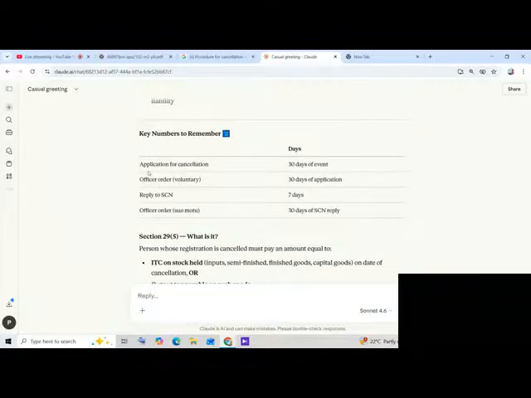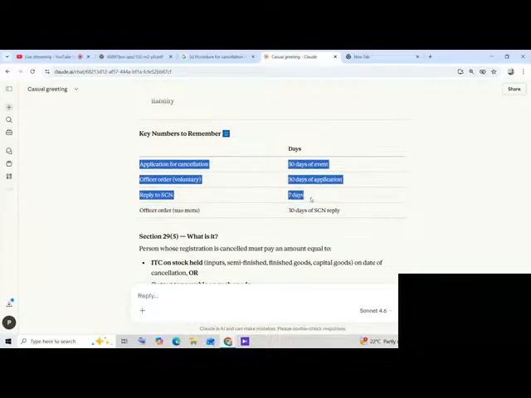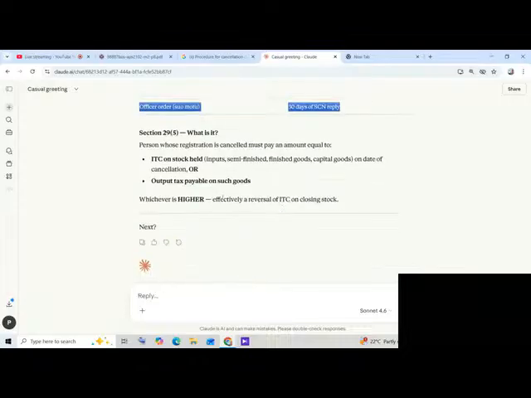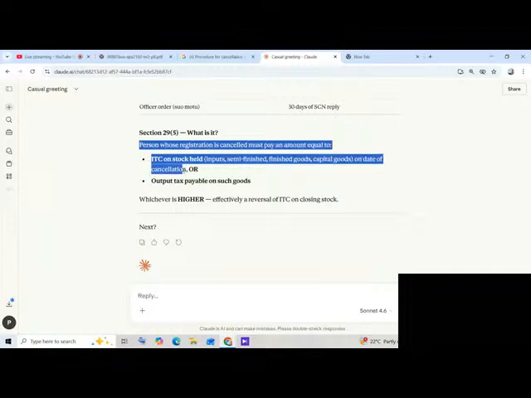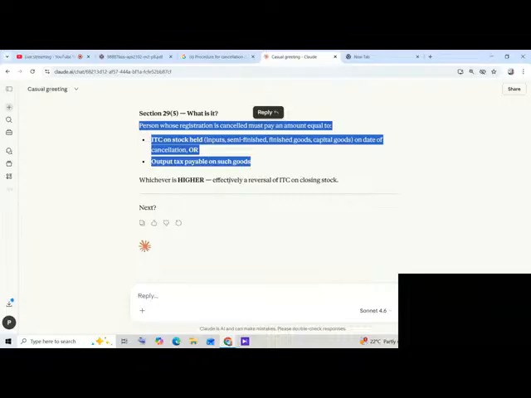Key numbers to remember. Application for cancellation, 30 days of event. Officer order, voluntary, 30 days of application. Reply to show cause notice, 7 days. Officer order, 30 days of show cause notice reply. Section 29(5), what is it? A person whose registration is cancelled must pay an amount equal to ITC on stock held, inputs, semi-finished, finished goods, capital goods on date of cancellation, or output tax payable on such goods, whichever is higher, effectively a reversal of ITC on closing stock.